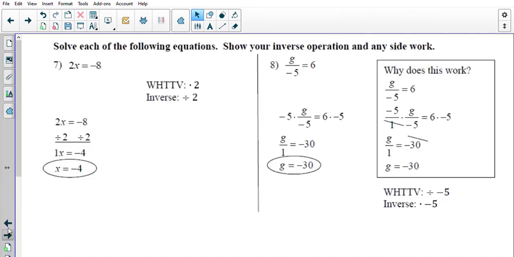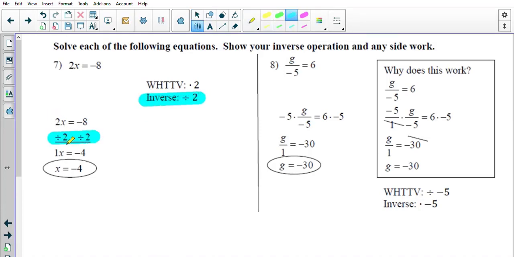All right, let's get right into our examples. So numbers 7 and 8 are already done for you. The directions say to solve each of the following equations. Show your inverse operation and any side work. Now, for these, we luckily don't have to show side work because we're going to be using our calculators to find our solutions. So in number 7, our equation is 2x equals -8. What's happening to the variable is we're multiplying by 2. The inverse of multiplying by 2 is dividing by 2. So you're going to see that I'm going to show that inverse operation, that's the only option, one time on each side of our equation.